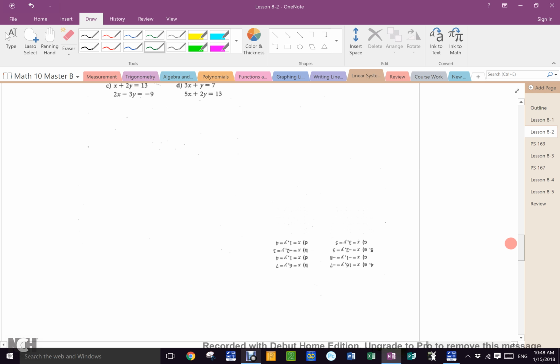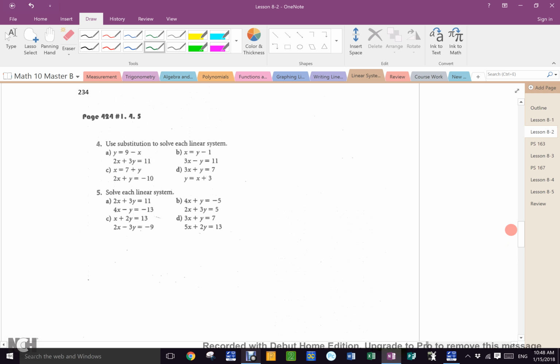Do page 234 for homework. Or start it now. You're going to get it done in class. Just 34? Yep. Alright. You don't have to do the puzzle sheet.